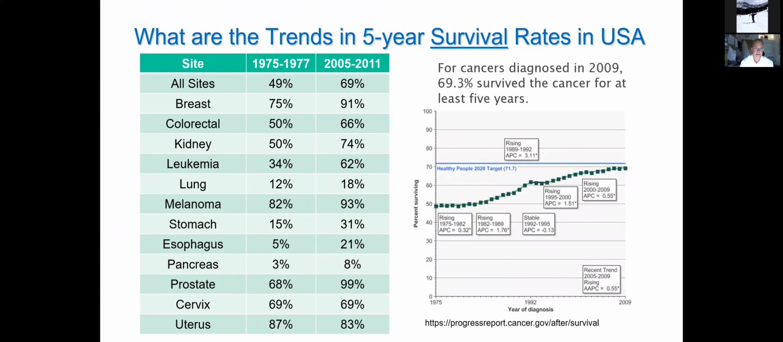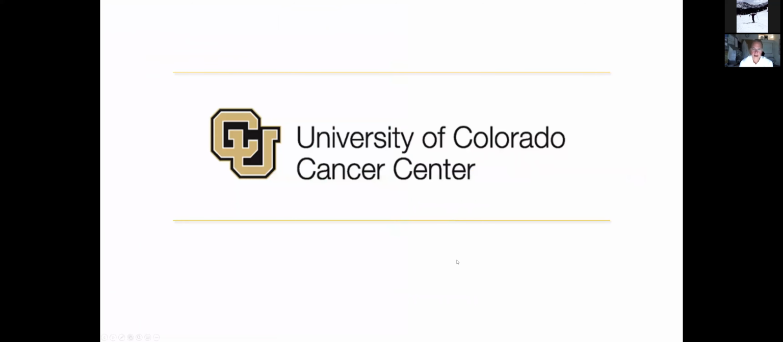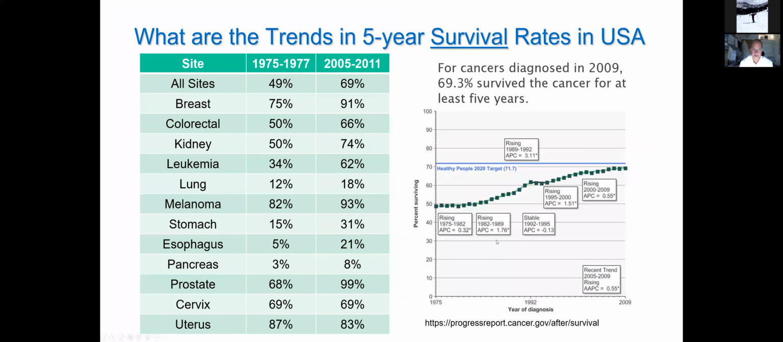What are the trends on survival rates? It's interesting. Much of this is from the American Cancer Society, but if you look to the right, you'll see that the percent of people surviving used to be 50-50 back in the 70s, and now we're basically at 70-30. So the rates of survival have risen. Of course, we'd like it to be up to 100%.